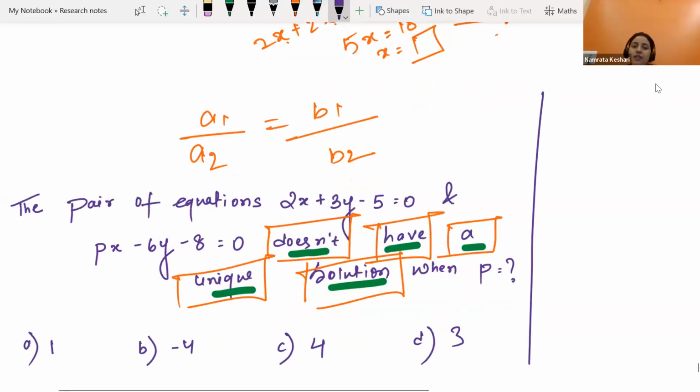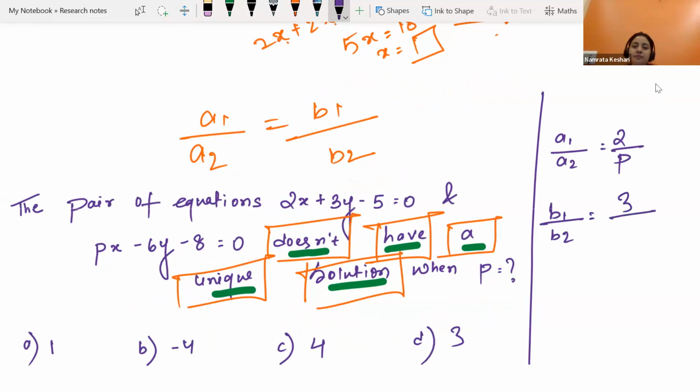Let's compare A1 by A2. Who will say what A1 by A2 will be? Please unmute yourself, anyone, and tell me what is A1, what is A2? 2 by P. Yes. And B1 by B2 is? 3 by minus 6. Perfect. Let's compare it, you will be getting the value of P, right?